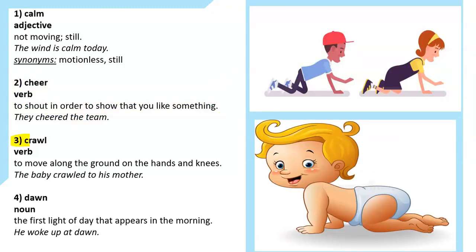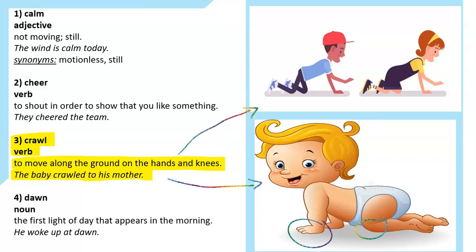Our next word is crawl. Crawl is a verb and it means to move along the ground on the hands and knees. For example, the baby crawled to his mother. Of course, we know that babies crawl on their hands and knees, but you can also crawl. Maybe if there's a fire, you can crawl on the ground to escape the building. Or if you're playing a game with your friends, you can crawl on the floor and pretend to be an animal.